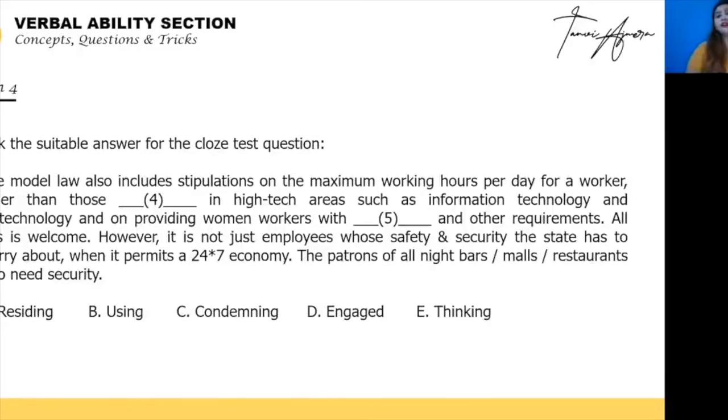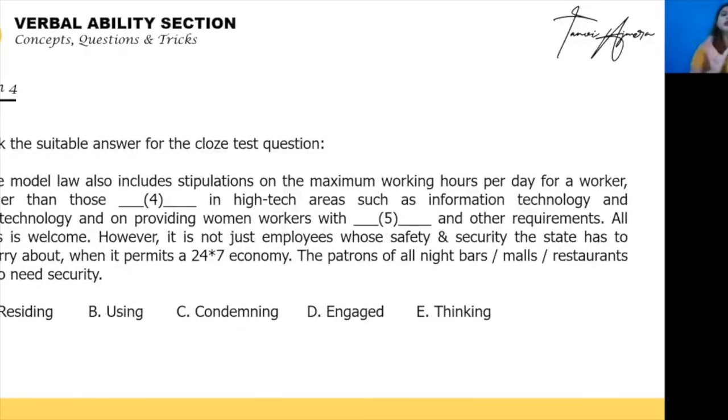Pick a suitable answer for the cloze test question, right? So you have a paragraph which is having two blanks. We need to understand which option to pick. The model also includes stipulations on the maximum working hours per day for a worker, other than those dash in high-tech areas such as information technology, biotechnology, and on providing workers with dash and other requirements. All this is welcome. However, it is not just employees whose safety and security the state has to worry about when it permits a 24/7 economy. The patrons of all night bars, malls, restaurants also need security.